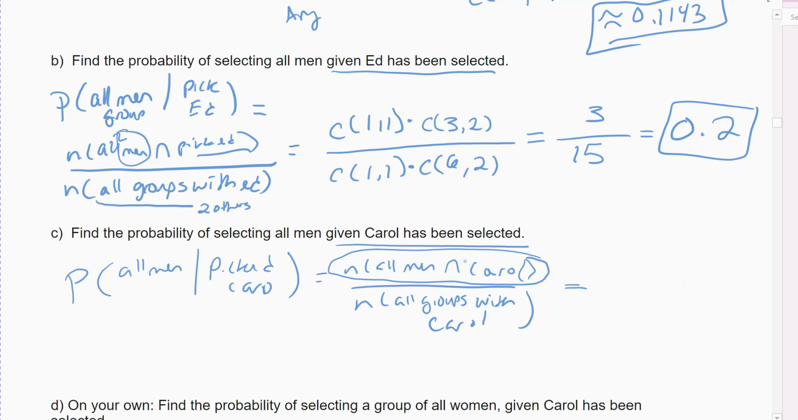If I've picked Carol, who is a woman, is there any way to get a group of all men? The answer to that is no. That is 0. There's 0% chance. There are groups with Carol, and actually there'd be 15 groups with Carol in it. But 0 of those 15 are all male groups because Carol is a woman. These are mutually exclusive events.